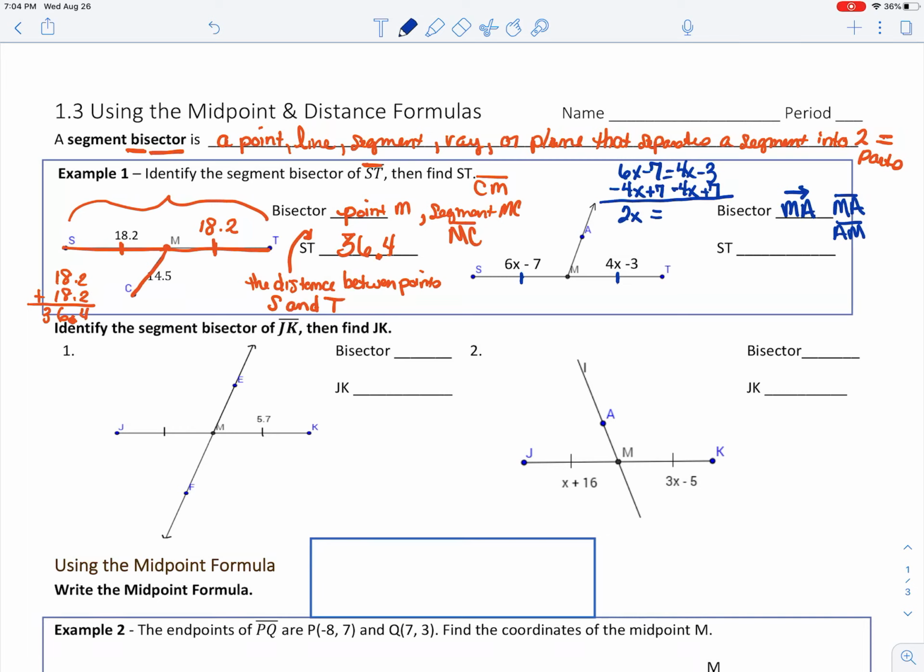So a positive 7 minus 3 is a positive 4. And then we're going to divide by 2 because x is being multiplied by 2. And the inverse operation for multiplication is division. And so x is going to be equal to 2.